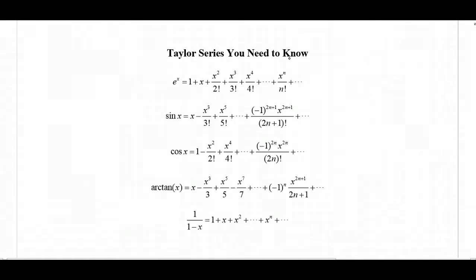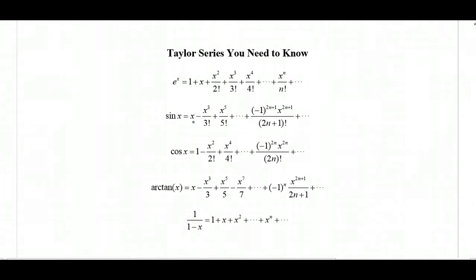Alright, so here are some Taylor series you need to know, and they're going to look really familiar because they are exactly the Taylor polynomials except that they are series, so they go on forever. So the Taylor series for e to the x is exactly 1 plus x plus x squared over 2 factorial and so on. So the general term is x to the n over n factorial, but this is a series, so this goes on forever. The only difference between the series and the polynomial is that the series is infinite.